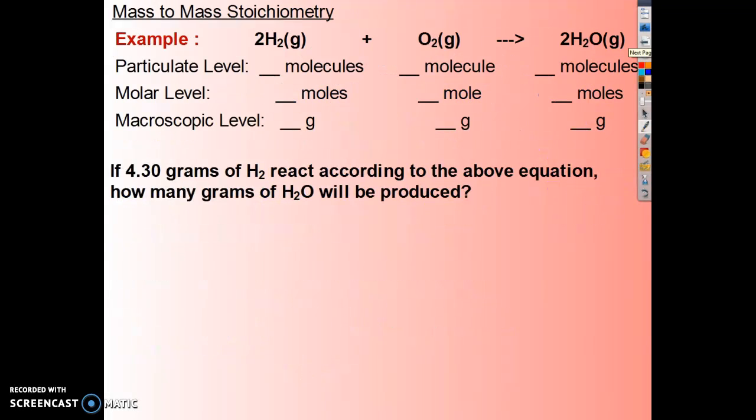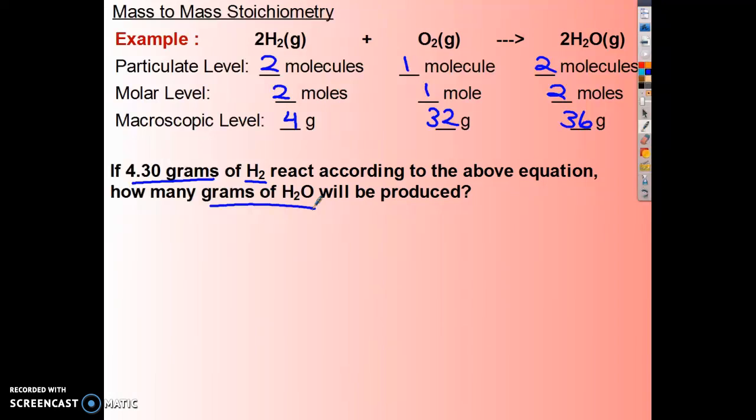I'm going to keep the same numbers we had before. So we had 2, 4 grams. We had 1, and 32 grams. And then over here we have 2, and 36 grams. All right. So if 4.30 grams of H2 react according to the above equation, how many grams of water will be produced? This question is asking us to go from grams of one thing to grams of another thing.